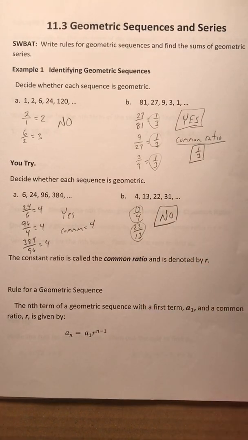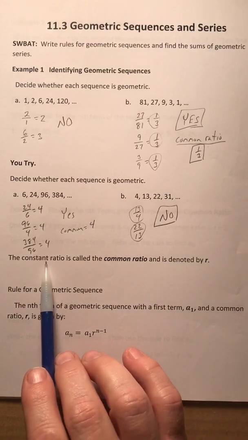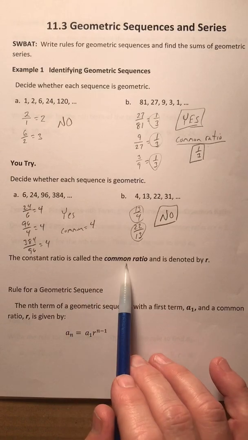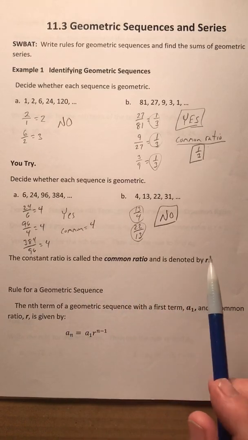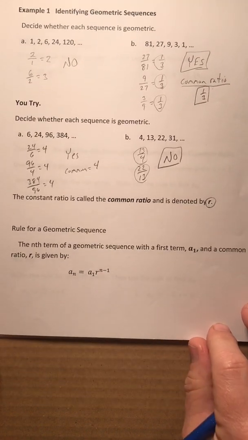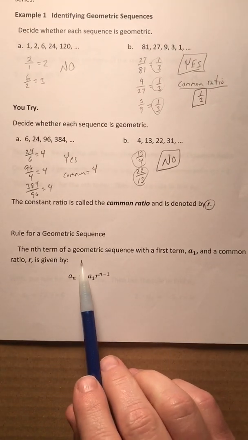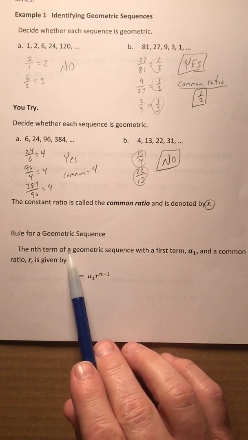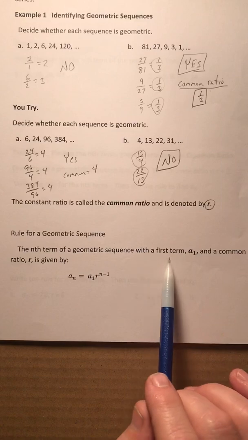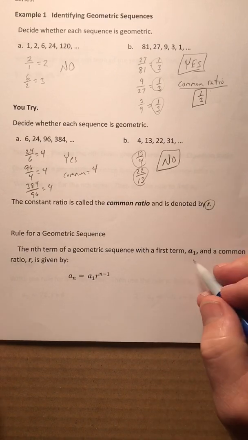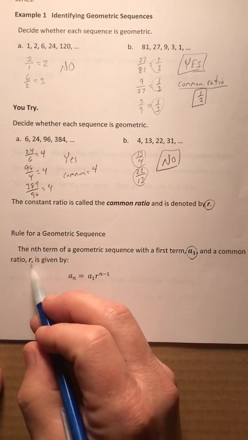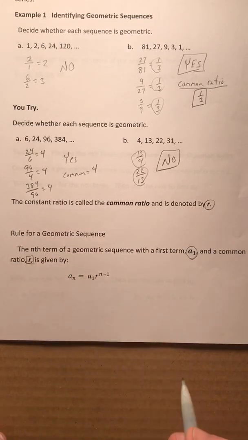And then we talked about this, the constant ratio that we're getting. This is called the common ratio, and they use it in the formula. They denote it by the letter r. That's going to be helpful because now we have a formula for finding the rule for a geometric sequence. The nth term for a geometric sequence with the first term a sub 1, that's important, and a common ratio of r.